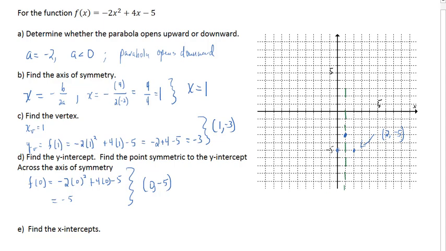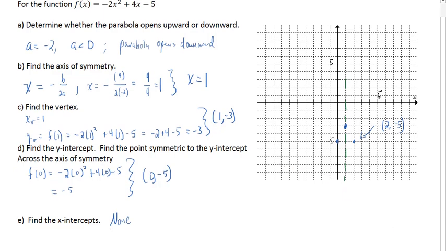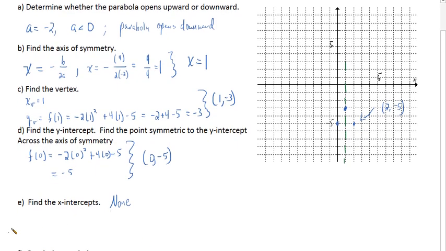Now let's think about this. We have a parabola opening down, and the vertex is below the x-axis. We're asked to find the x-intercepts. There are none. We can see that from the work we've done so far. Let's verify it. Let's make sure that we haven't made any mistakes. Let's verify it by applying the quadratic formula to find the x-intercepts.